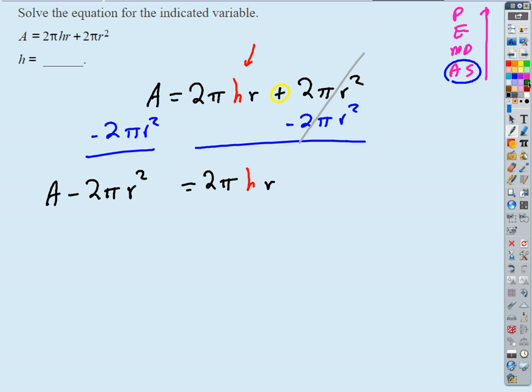So what's next? Multiply, divide. To get that h by itself, can I do any multiplication or division? I can divide. In fact, I can divide by a lot of stuff, can't I? What are the things being multiplied by h? 2 pi r. So I could divide both sides by 2 pi r. Everybody agree? Okay. If I divide both sides by 2 pi r, look, the 2's go away, the pi's go away, the r's go away, and I'm done.